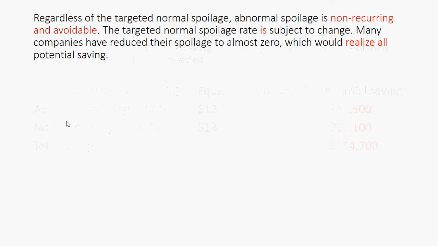Regardless of the target normal spoilage, abnormal spoilage is non-recurring and avoidable. The targeted normal spoilage rate is subject to change. Many companies have reduced their spoilage to almost zero, which will realize all potential savings.